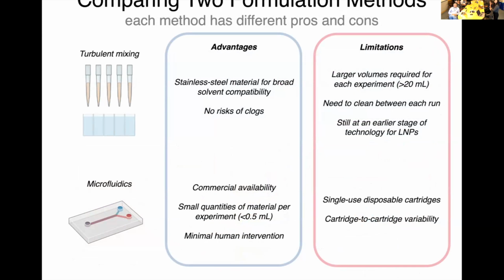I would say the main advantage for the turbulent jet mixer is the stainless steel material for broad solvent compatibility. And the main limitation is that you require a larger amount of material for each experiment. And then for microfluidics, it's pretty well established now, so there's good commercial availability, and you don't require as much material per experiment, and you can do this with very minimal human intervention. That being said, you do require single-use disposable cartridges for microfluidics, so that tends to add up in terms of cost and also waste. And then you do get some variability going from cartridge to cartridge. So that's something that we want to look at as well.